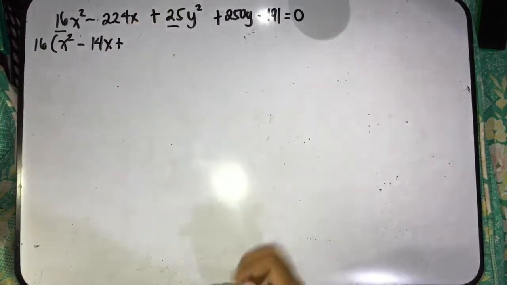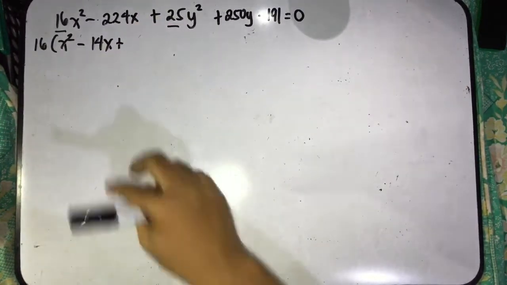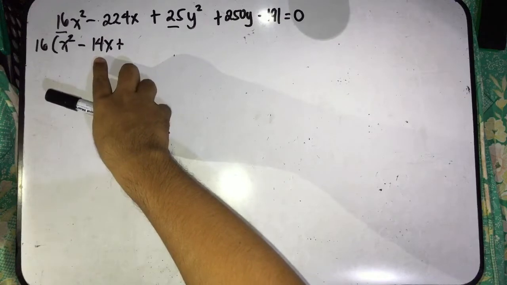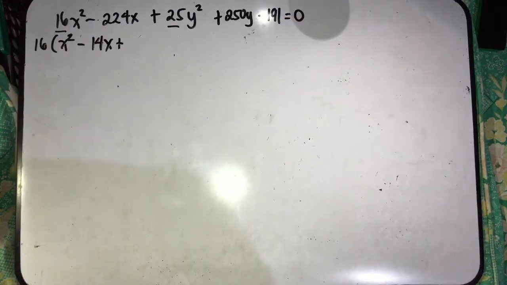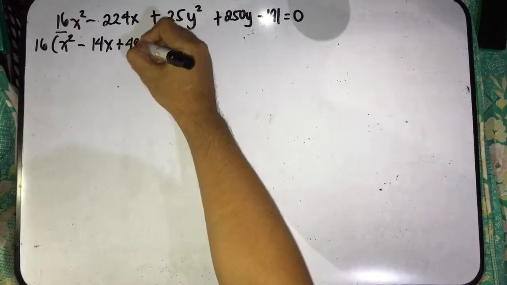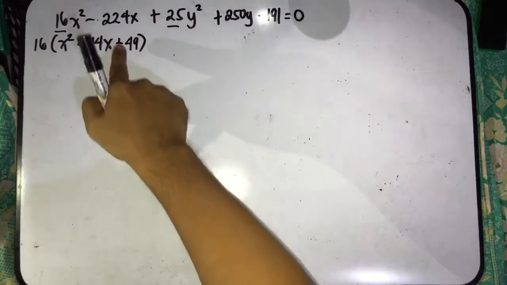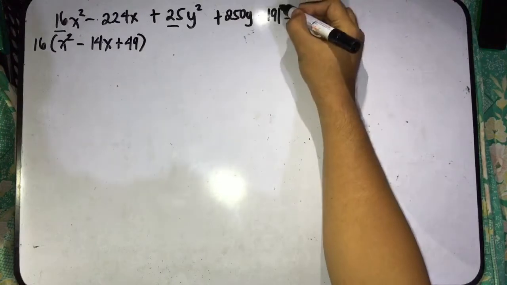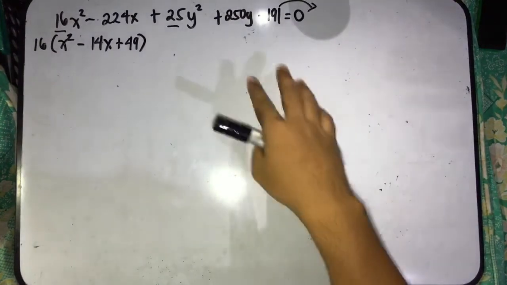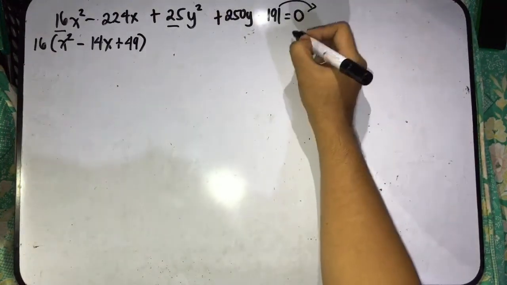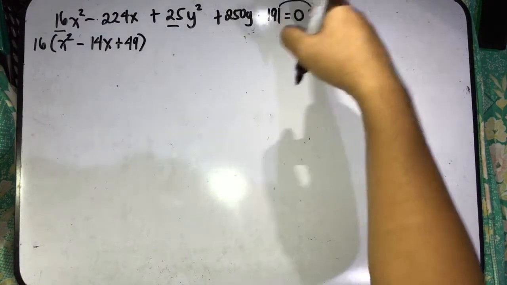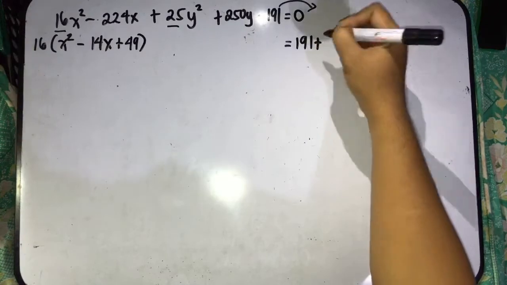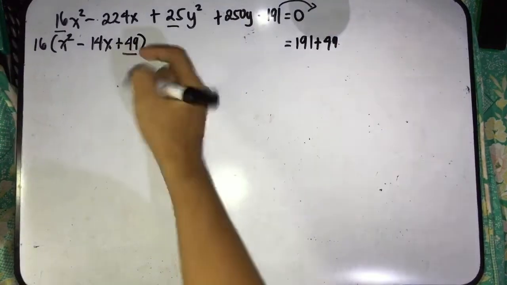Complete the square na natin. So, this is now x squared minus 14x plus, how do we complete the square? B over 2 squared. So, this is 14 divided by 2, which is 7 squared. So, that becomes 49. So, plus 49. So, sa right side, kailangan si constant ilipat natin. At yung constant is negative 191. So, therefore, it is equal to positive 191 pag nilipat natin sa kabila. Plus 49. Kasi si 49 yung inadd natin.